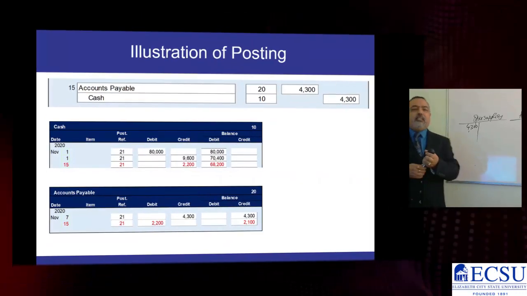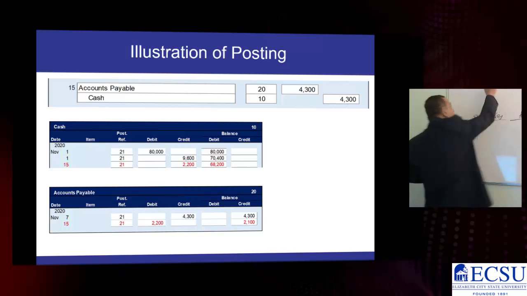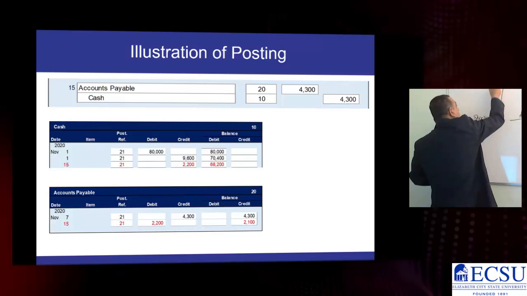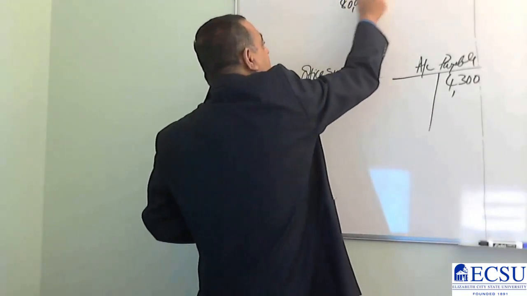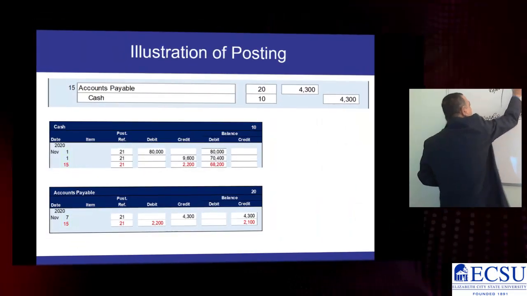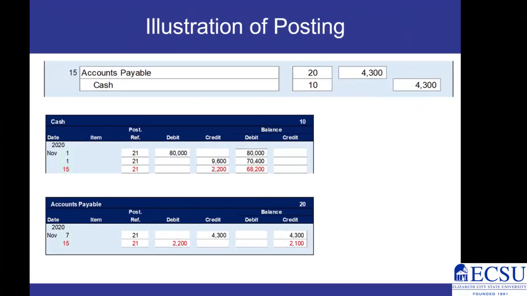Next journal is accounts payable is debit and cash is credit. I already had a cash account. Remember, I had a cash account where 80,000 was a debit, 9,600 was a credit. Now again, I'm going to credit 4,300. So my balance will further go down to 68,200 because of this transaction.